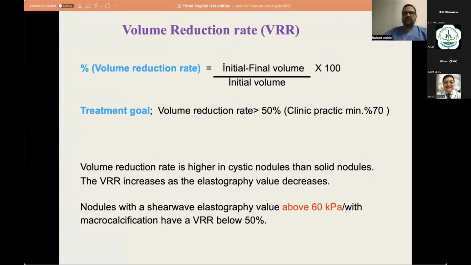Volume reduction rate is very important. The treatment goal of volume reduction rate is above 50%, but in clinical practice it must be a minimum of 70%. Volume reduction rate is higher in cystic nodules and solid nodules. It increases as elastographic volume decreases. We have a clinical trial in my clinic, and we found that nodules with a shear wave elastography value above 60 kilopascal with macrocalcification have a volume reduction rate below 50%.